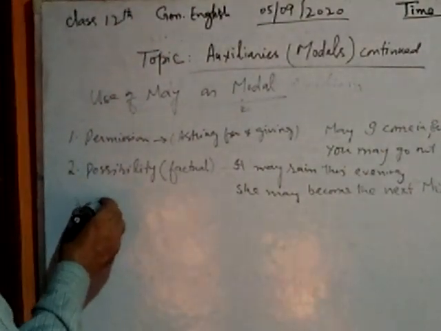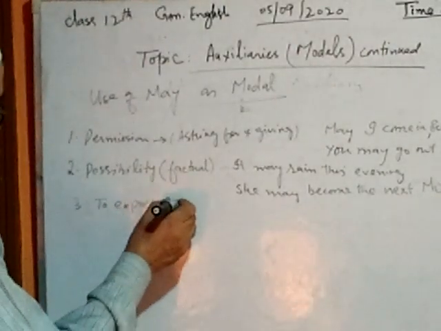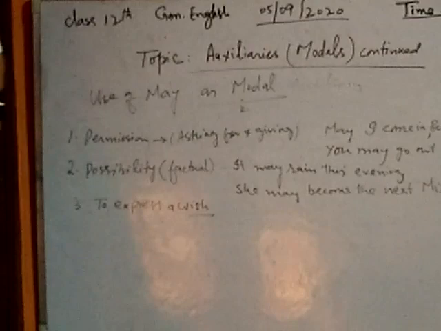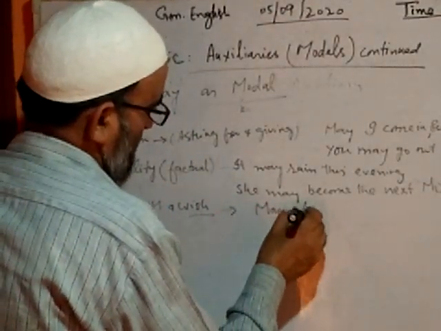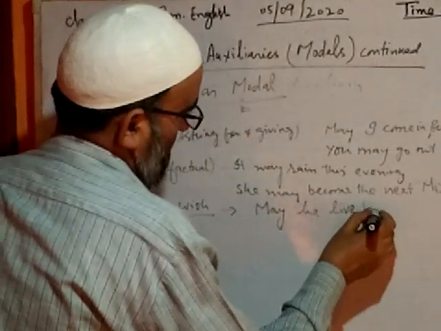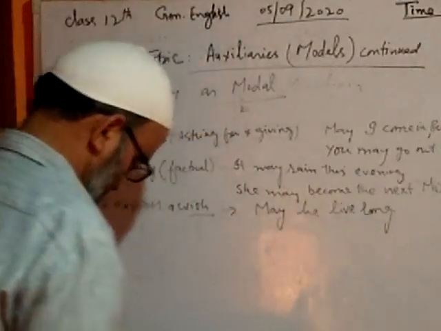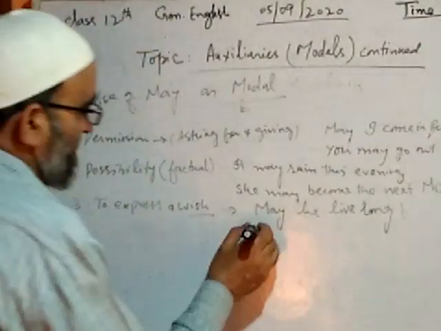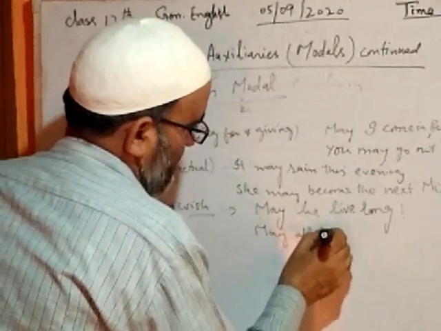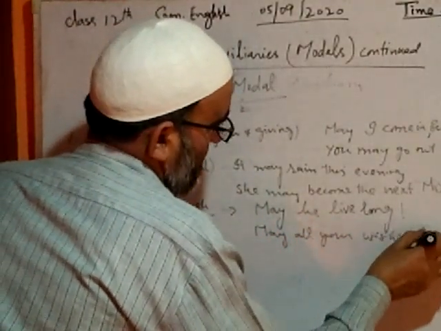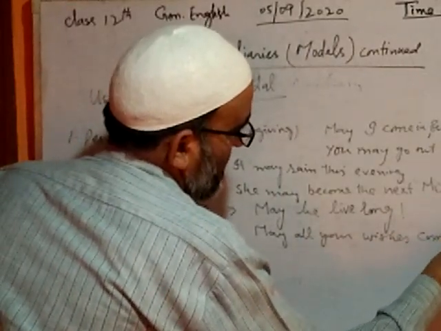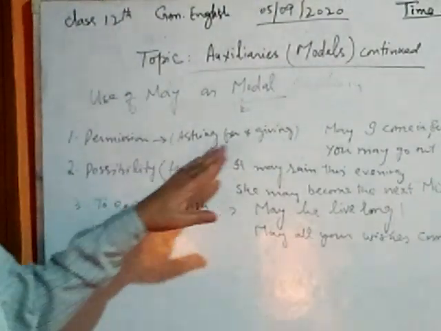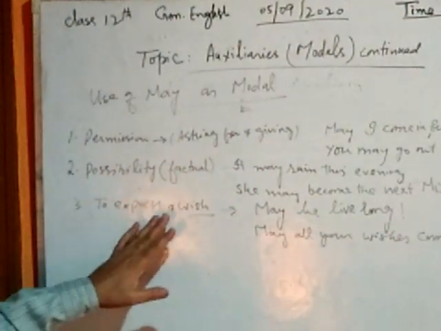Third is to express a wish, that is, to express a desire. May he live long. May all your wishes come true. Yes, dear students. These were the three uses of may as modal: permission, asking for or giving permission; possibility, factual; and to express a wish.